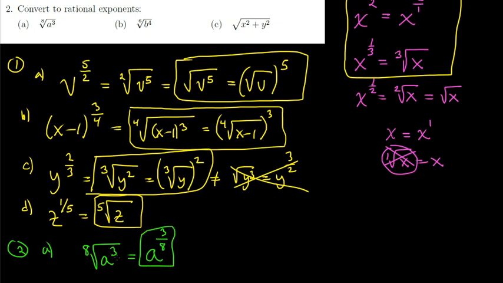That would be the cube root of a to the 8. So part B, we have the 6th root of b to the 4. This would be equal to b to the power 4 over 6.